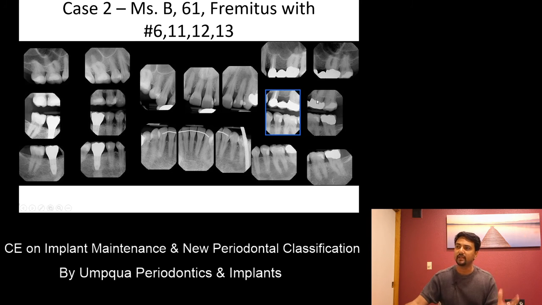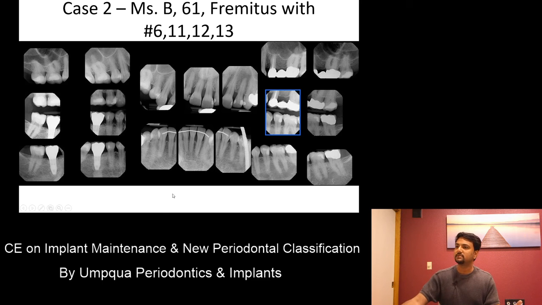Okay, let's look at case 2. This is Miss B. She's 61 years old. She is not a smoker, not diabetic or uncontrolled diabetic. She just has some fremitus with 6, 11, 12, and 13. Fremitus is a sign of occlusal trauma, so it's pointing us towards the complexity of the management of this case.